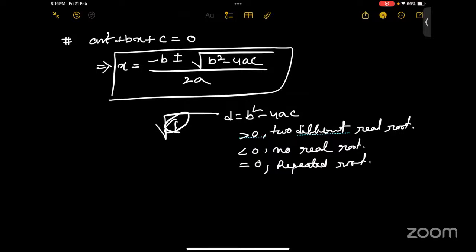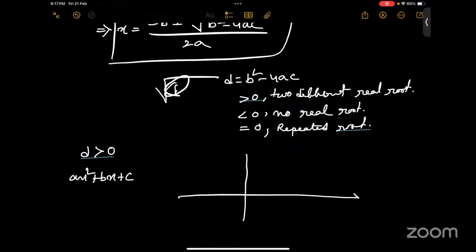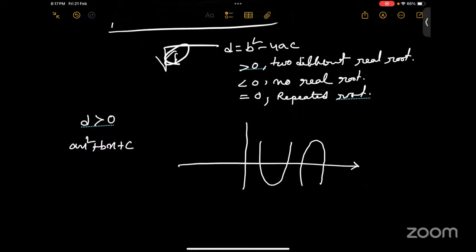So depending upon the discriminant, we can divide the quadratic equation into 3 different parts, right? And also we know the pictures. If the discriminant is greater than 0, and this is our parabola, how will it look? Suppose this is our x-axis and y-axis. The parabola will look like this or this, depending upon the constant a, right? Because we know that we have two distinct roots, and two distinct roots are basically two distinct x-intercepts, right?